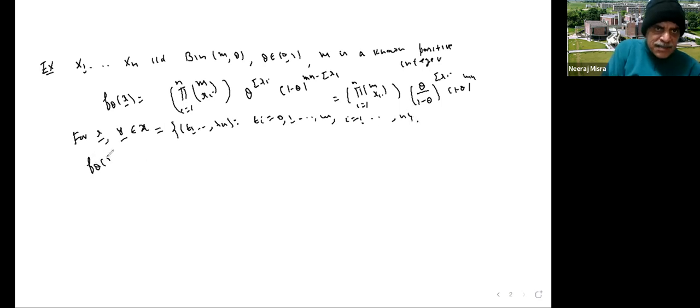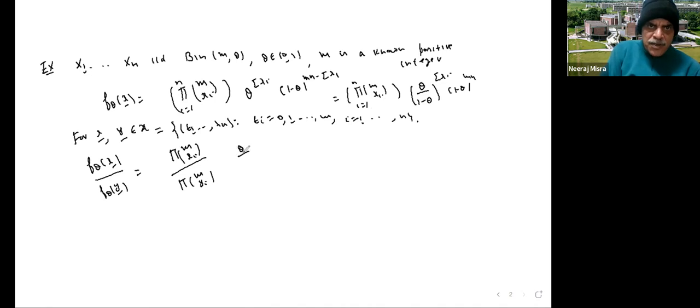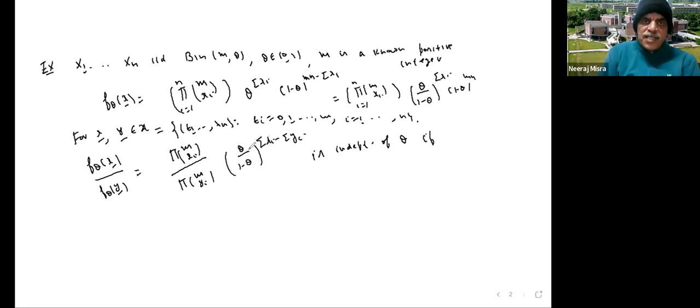I look at f_θ(x) upon f_θ(y), which is the product of m choose xi divided by the product of m choose yi, then θ upon (1 minus θ) to the power summation xi minus summation yi. (1 minus θ) to the power mn gets cancelled, so this is independent of θ if and only if... Now note that as long as θ upon (1 minus θ) has some power, as θ varies, this quantity is going to depend on θ. So this would be independent of θ if and only if summation xi is the same as summation yi. So that means T(x), which is summation xi, is minimal sufficient.